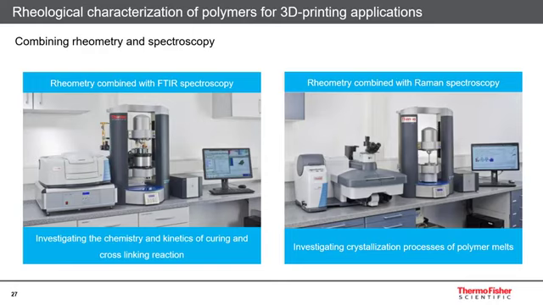On this slide, two rheometer setups are presented that are coupled either with an FTIR spectrometer, shown on the left, or a Raman spectrometer, shown on the right. Both setups allow for simultaneous rheological and spectroscopic analysis of a material. The FTIR coupling can be used, for instance, to study the kinetics of curing and cross-linking reactions, for example, those that occur in stereolithographic printing processes. With the Raman coupling, changes in the crystallinity of a polymer melt during a rheological experiment can be monitored.